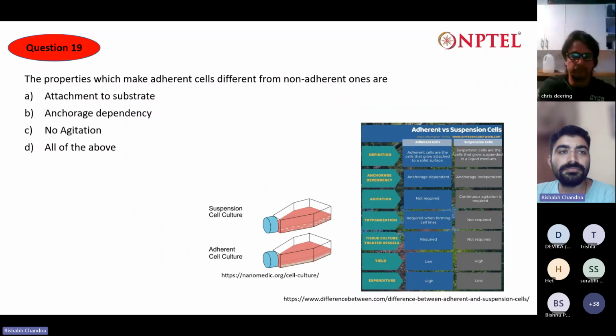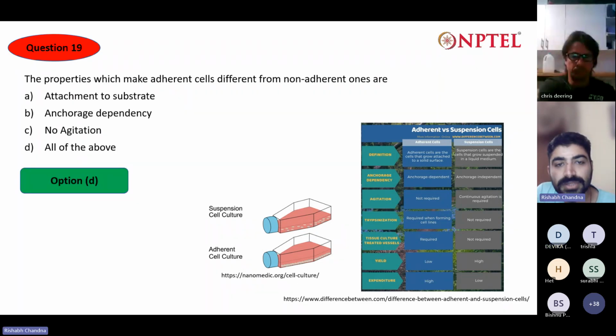The properties which make adherent cells different from non-adherent ones are: attachment to substrate, encourage dependency, no agitation, and all of the above. You can see the table here, and the answer is all of the above. So what happens in the case of the adherent culture as well as the non-adherent culture, or the suspension culture, that we see.